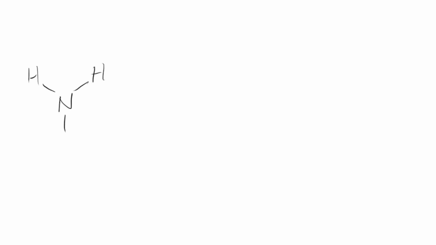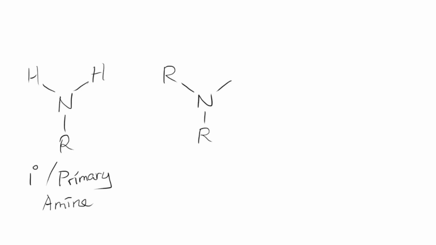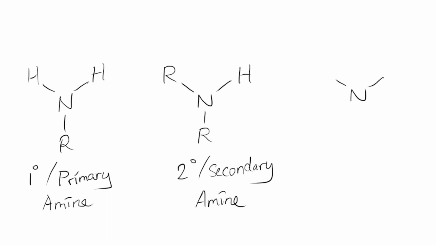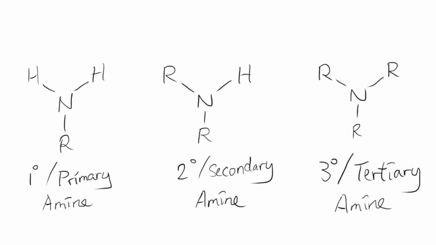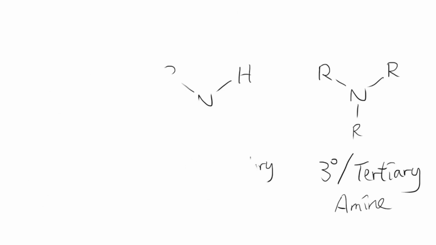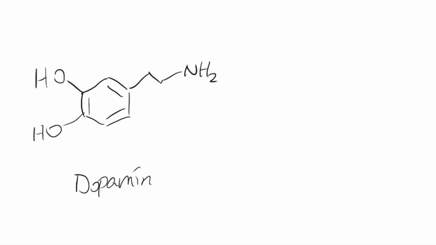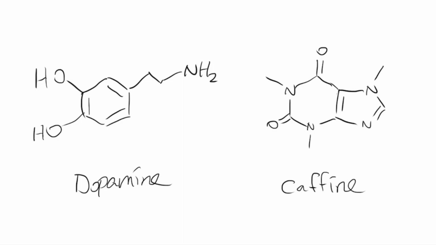If one of the hydrogens is substituted with carbon, it is known as a primary amine. And quite as expected, if 2 carbons are substituted, it is a secondary amine, and if all hydrogens are substituted, it is a tertiary amine. Amines are synthetically important because they are found in most bioactive compounds and drug molecules.